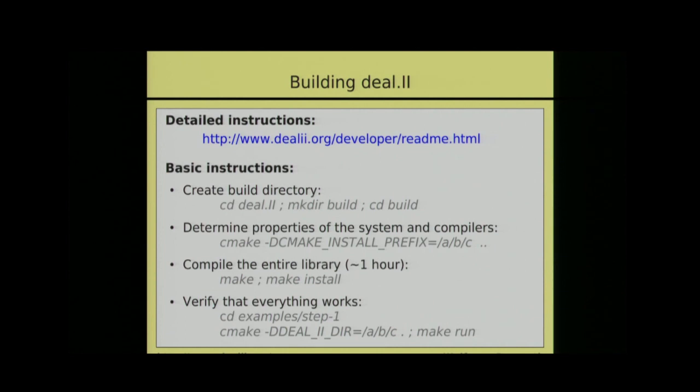And so the way this works again is you call CMake. And in this case, you have to tell CMake where you installed deal.II. So -DDEAL_II_DIR=/a/b/c. This is the directory we gave up here. Okay, and then where are the sources for step 1? Well, in the current directory. And then we type make run.